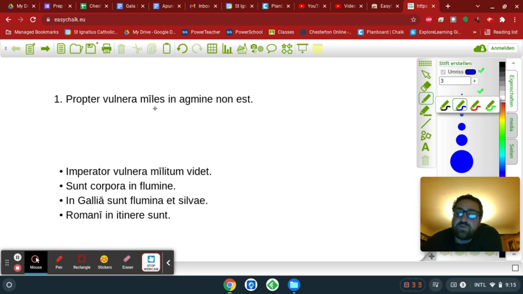Okay, and so when we start with a sentence in Latin, it's always a good idea to identify our subject and to identify our verb. So right away, I see there's a preposition, noun, noun, preposition, noun, the word non. Oh, there's our verb. Est is our verb. Okay, and that just means is. All right. And so what is our subject? What's doing the being?